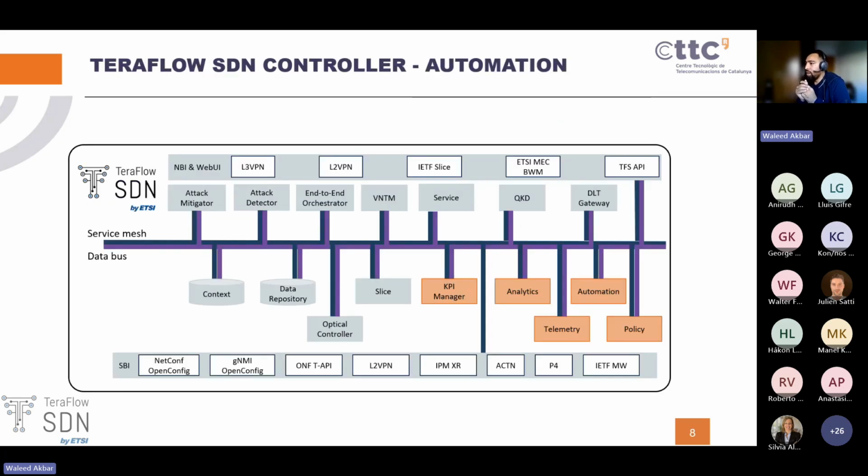What we are doing, or how we are automating this whole thing inside the TeraFlow, is that we have introduced new components that we call a closed loop automation component, which provides full closed loop automation inside the network. They consist majorly of these 5 components, but they work together with the other components to make it work. The components are the KPI manager, analytics, telemetry, automation, and policy. These are the major components that complete a closed loop inside the TeraFlow.